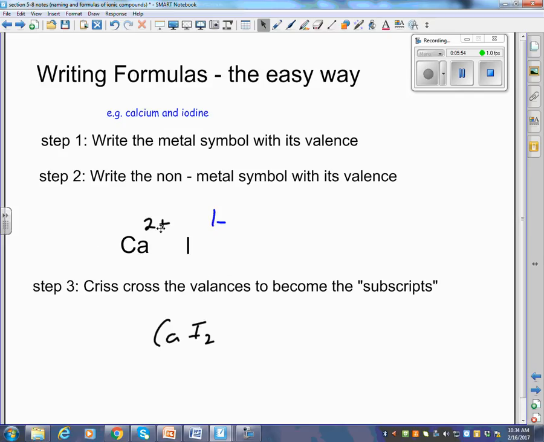I did this to sort of show you visually, but really we just take the number 2 and put it down there. And when you're dragging the 1 down there, you don't take the negative, you just take the 1. So it's CaI2. Do I need to write the 1? No. It's just like the number in front of the X, right? You don't need the 1X. So does that work okay for you, Chris?